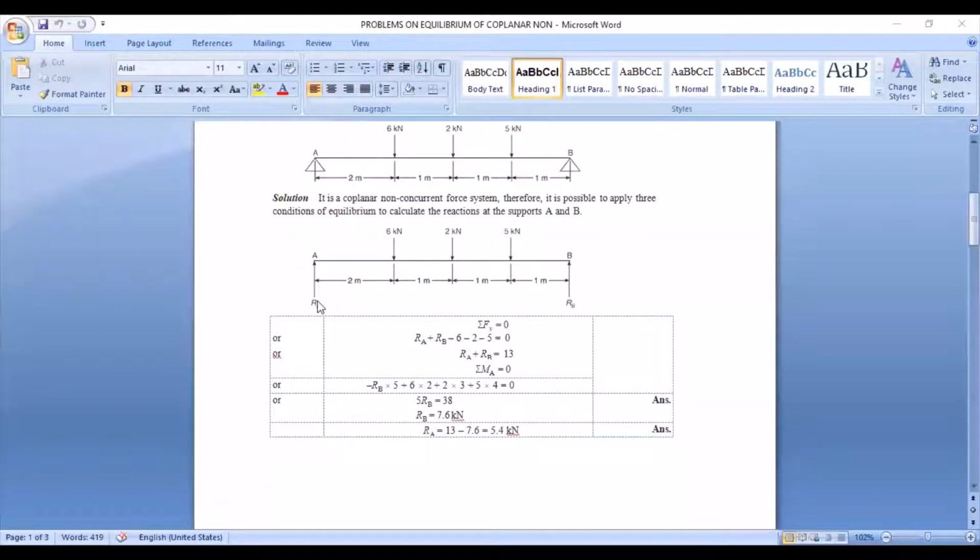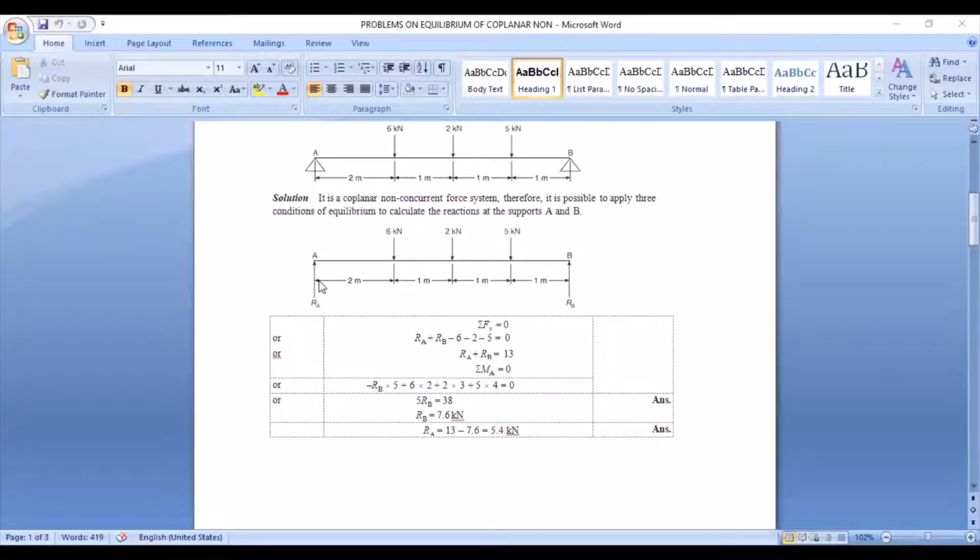So the first reaction we are going to consider is Ra, which is acting upwards, so it is taken with the positive sign. Next is reaction at B. Reaction at B also is acting upwards, and that is why we are taking Rb also with the positive sign. Whereas 6 kilonewton, which is the vertical force moving downwards, is taken with the negative sign. 2 kilonewton acting downwards with the negative sign. 5 kilonewton force acting downwards is also taken with the negative sign.